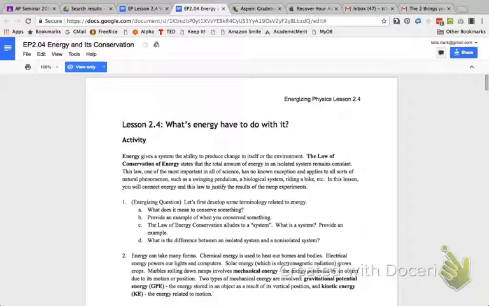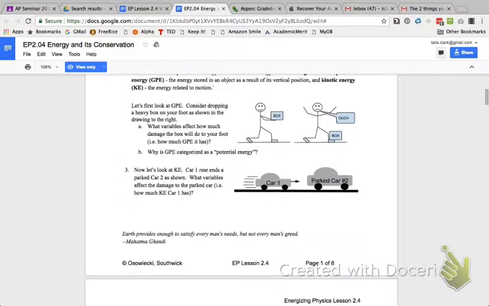Today I'm going to show you how to answer a few questions from a packet you did a while ago. It looked like this. It was called Lesson 2.4, What's Energy Have to Do with It? You may have it with you. You handed it in and got it back if you completed it. And I'll just scan through to show you what it looked like.